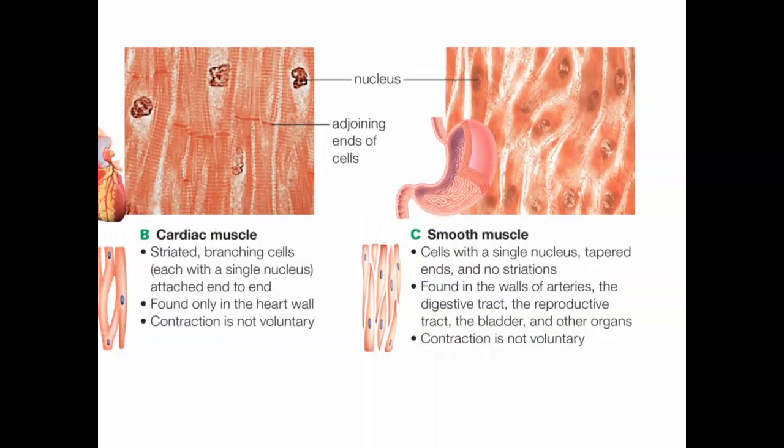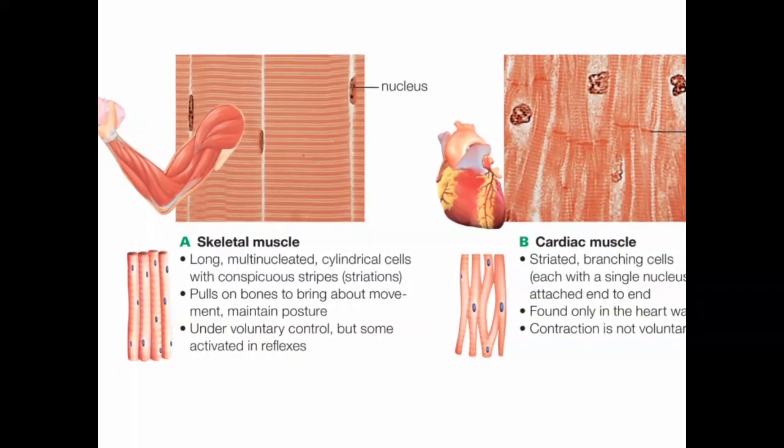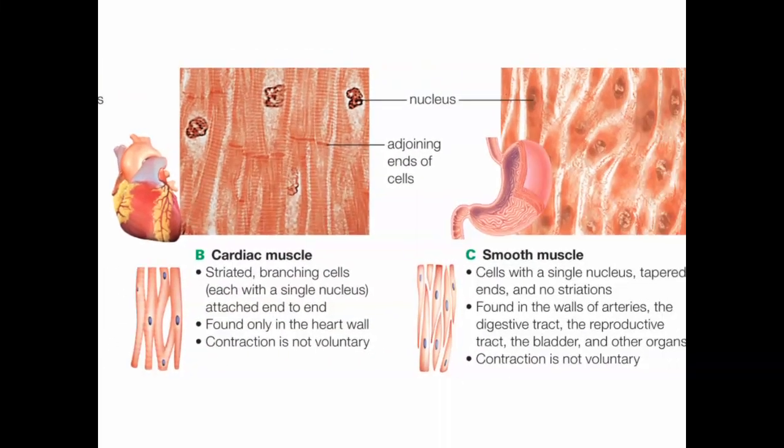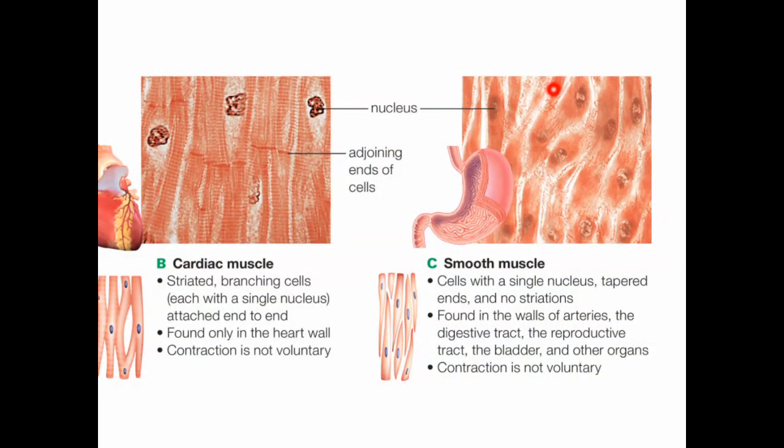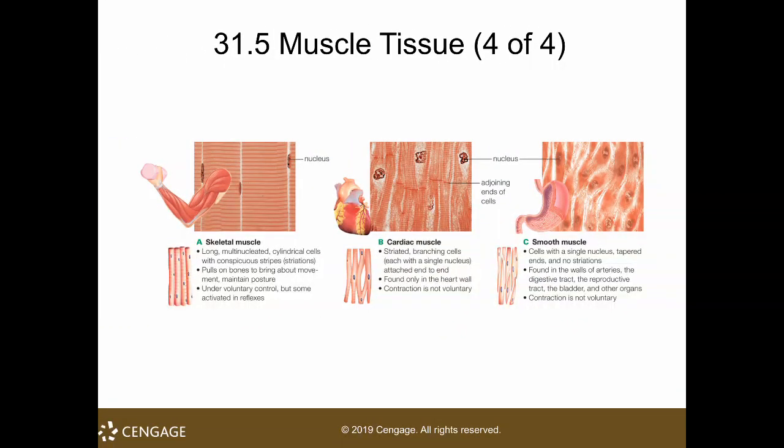And then the smooth muscles. Unlike the skeletal muscle, which are tubular in shape, your smooth muscles have tapered ends. So they are cells with a single nucleus, tapered at the ends, and no striations. They are found in the walls of your arteries, the digestive tract, the reproductive tract, the bladder, and other organs. The contraction of the smooth muscles, unlike the skeletal muscles, is not voluntary. You cannot consciously control them. Your body obviously controls them, but you cannot consciously control them, unlike your skeletal muscles.